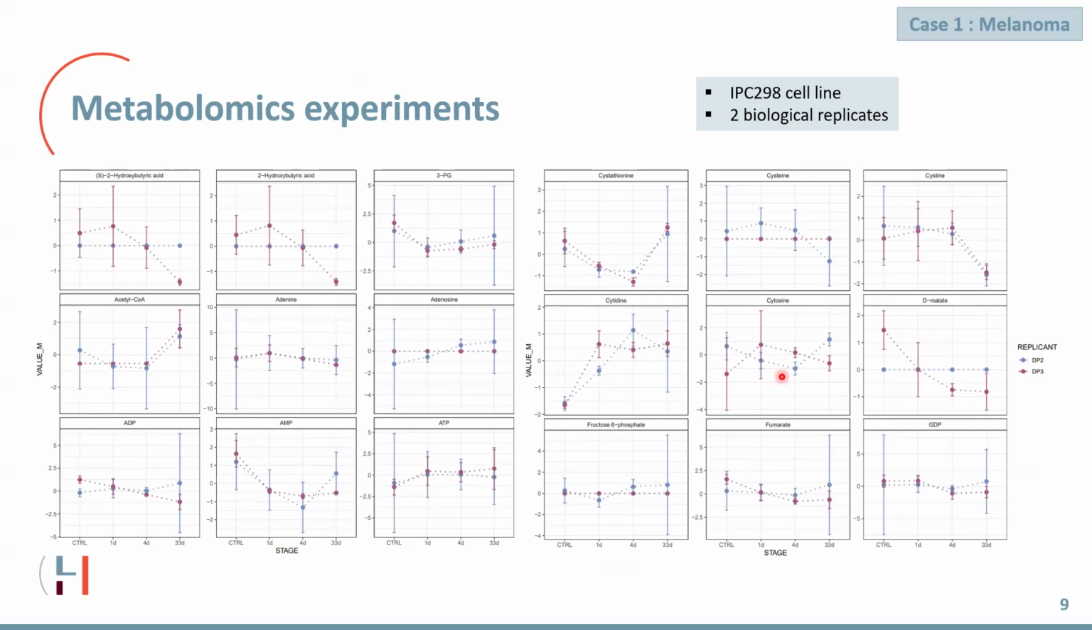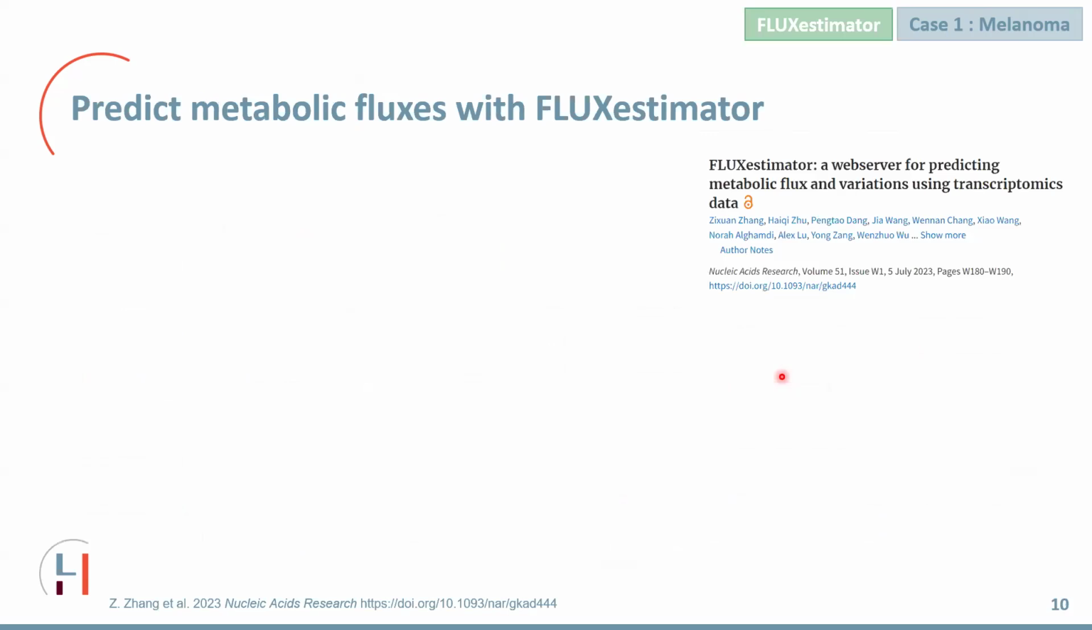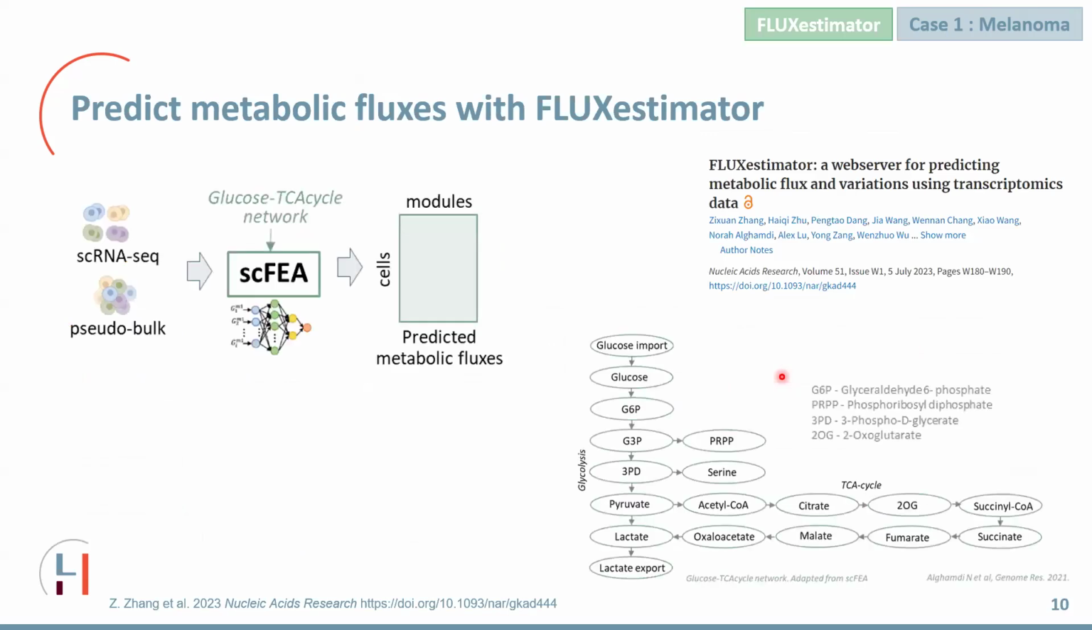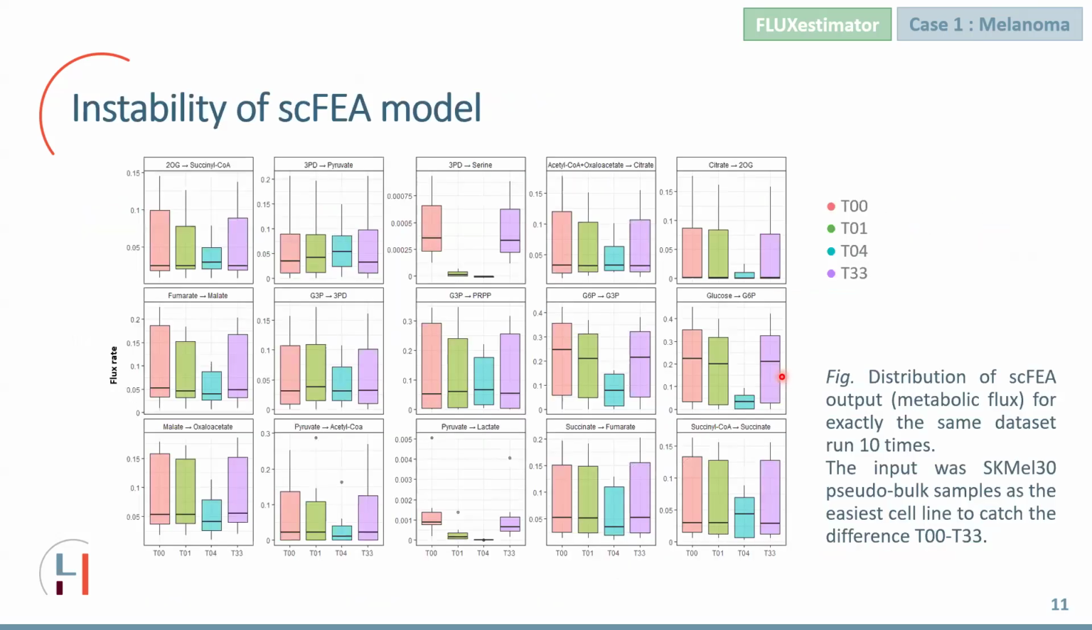So for data integration and comparisons, it was really easy, and we were looking for some prediction models we could use. We found a published tool, Flux Estimator. It uses a network-based model to predict metabolic fluxes based on RNA-seq data. Here we used the TCA cycle network and tried to predict metabolic fluxes on our data. And of course, we tried to check the stability of this model.